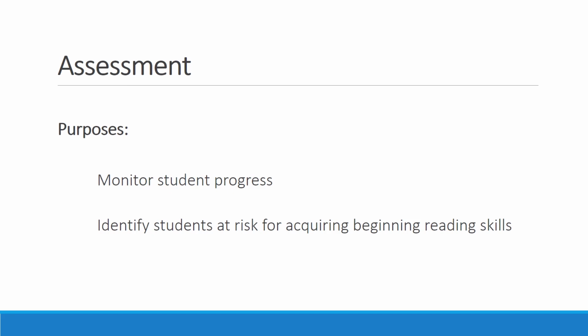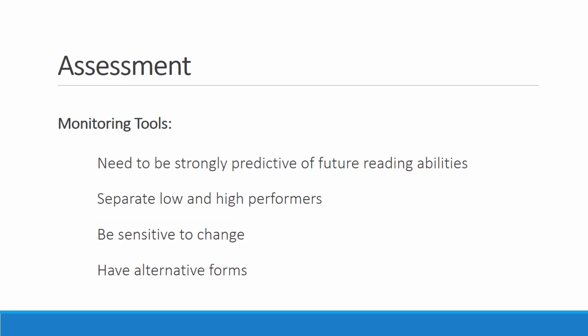Student progress can be formally and informally monitored, but formal assessments usually begin about halfway through kindergarten and are then used through first grade or until students show full phonological awareness and are fluently reading.